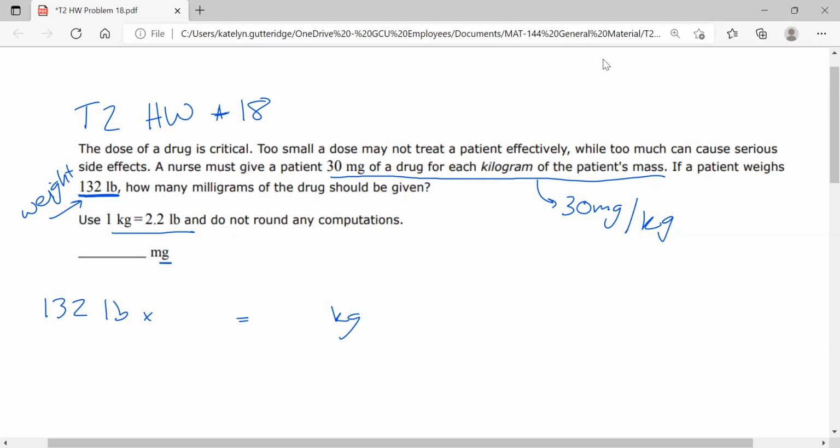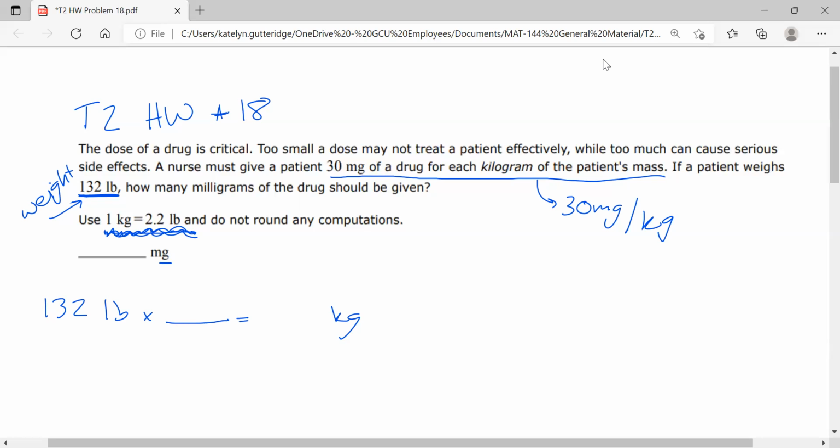Okay, so the first step we're doing here is converting 132 pounds to kilograms. We need to use the conversion factor that was provided. 1 kilogram equals 2.2 pounds. When we do our conversion, we are building fractions to cancel out our units. So we are going to multiply 132 pounds by a fraction that will cancel out the pounds and leave us with kilograms. Units on opposite sides of the fraction bar cancel out.